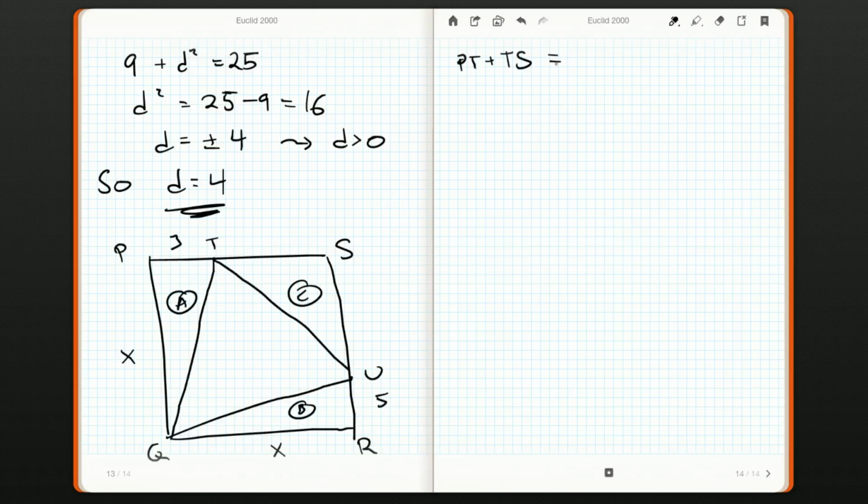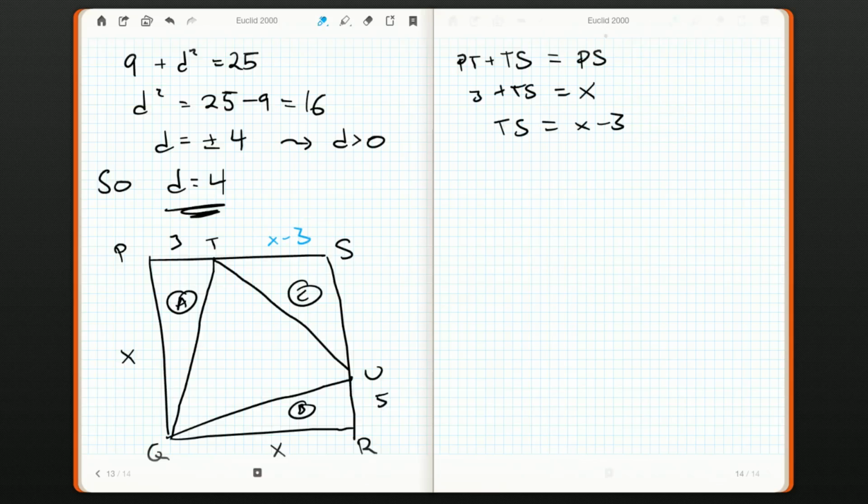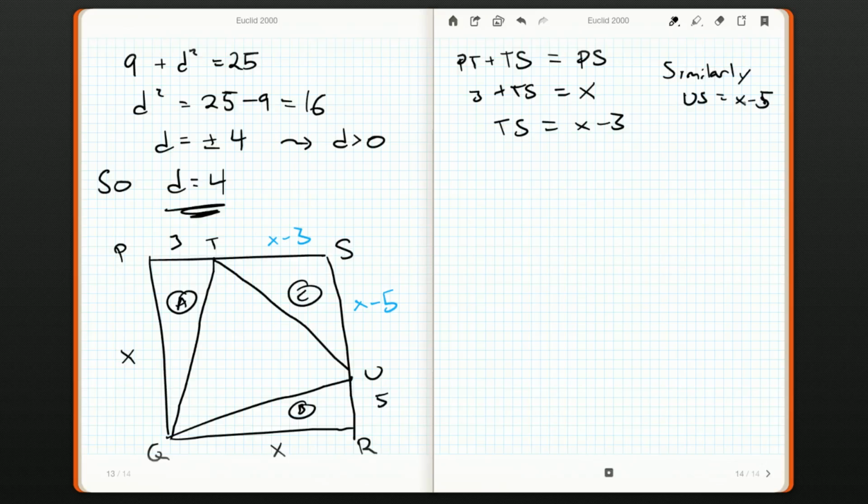So we can see pretty quickly that length PT plus length TS, which is an unknown value, is the length of PS. So that's 3 plus TS is equal to x. Well, we could just say that length TS is x minus 3. Okay. By the exact same reasoning, while I have the pen out, we get x minus 5 for the length SU. US is x minus 5. Okay.